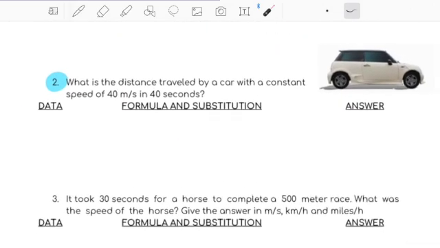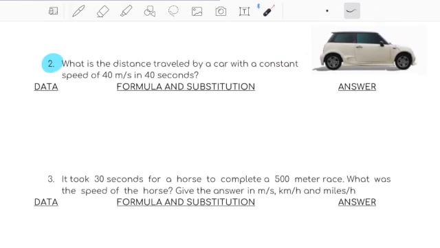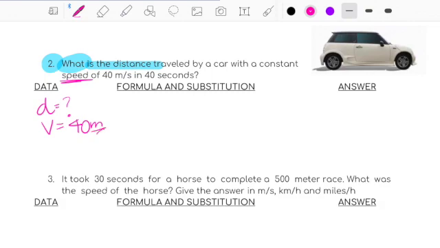So let's try to do the first problem. I will do one of each type. In this one it says, what is the distance traveled by a car with a constant speed of 40 meters per second in 40 seconds? Okay, so let's remember that my clue word is what. What is the distance? So I'm searching for distance, that I will put a question mark. Then I have a speed. Remember that for speed, I use a v of velocity of 40 meters per second and a time of 40 seconds. So the formula I'm giving you is velocity equals distance divided by time.